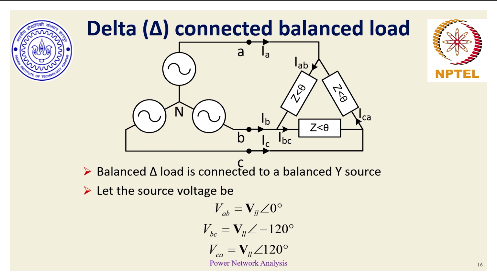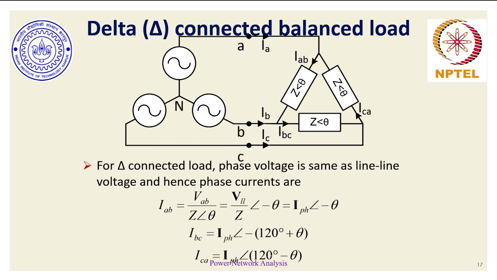If we now talk about balanced load, the source remains star connected. The load is now connected in a delta connection. So we use the line-to-line voltage as the reference for all phasor quantities. And from there we can find the individual phase currents, which are IAB, IBC, ICA, because these are the currents which are flowing through the individual phases. Since we know the corresponding line-to-line voltage, from here we can easily find the corresponding phase-to-phase currents.